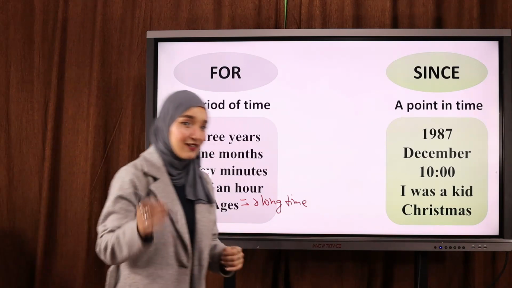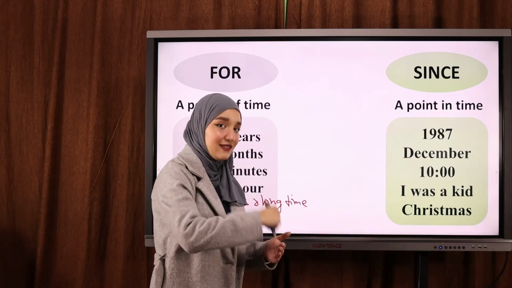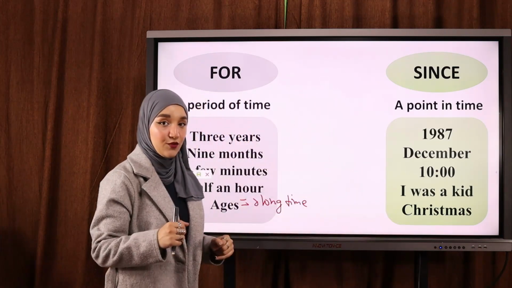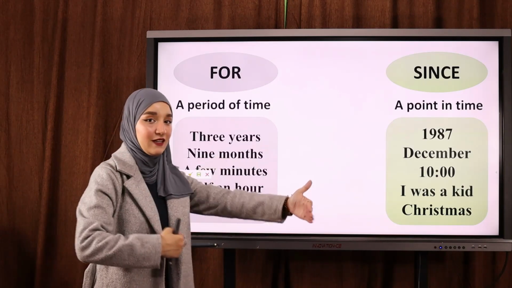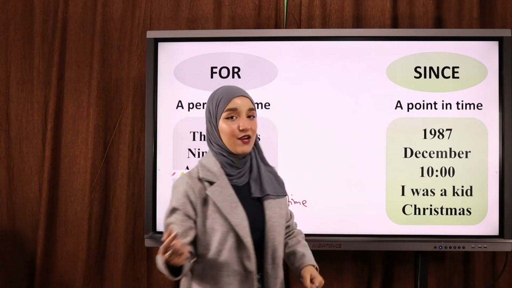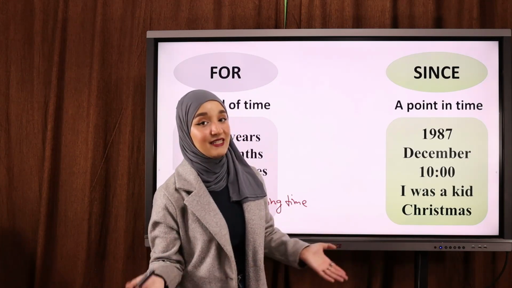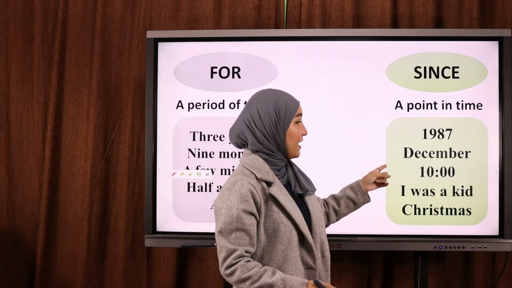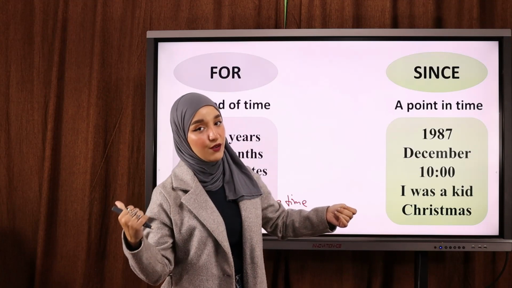Since, however, has another meaning. Since is about the point in time, the starting point, when this event began. Since is the starting point. For is how long it lasted, the duration. So I can say, my parents have been married since 1997. Or we've known each other since December.